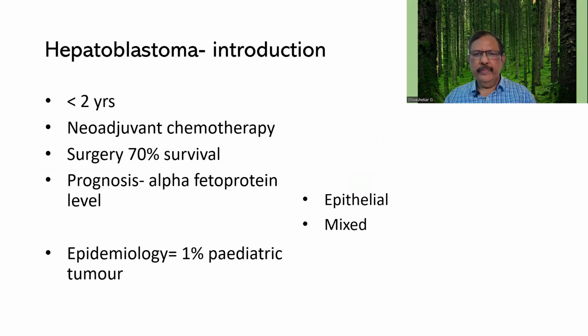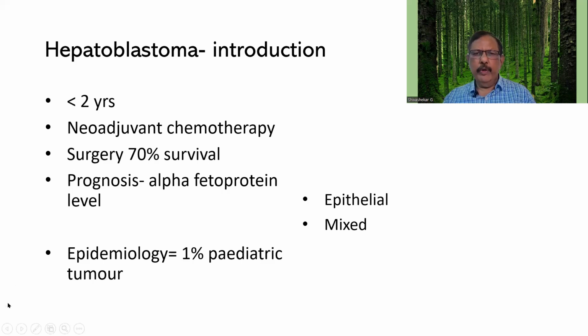An introduction. It occurs in children less than 2 years of age. Most of the blastomal tumors occur at a young age. We must remember that. With the advent of neoadjuvant chemotherapy as well as surgery, the prognosis has turned out to be excellent in this case, which is otherwise aggressive. The prognosis also depends on the alpha-fetoprotein level.